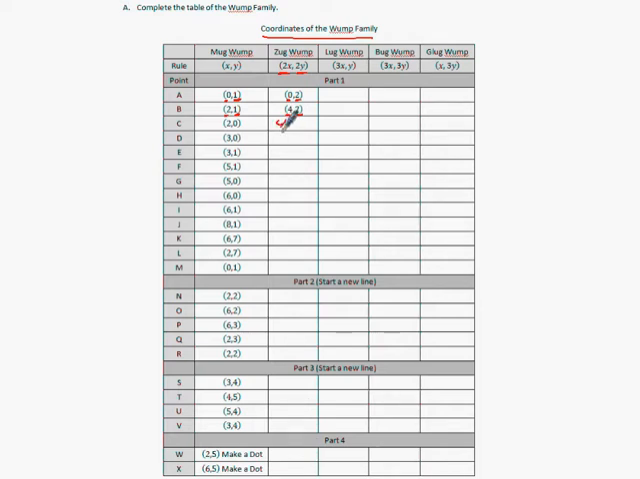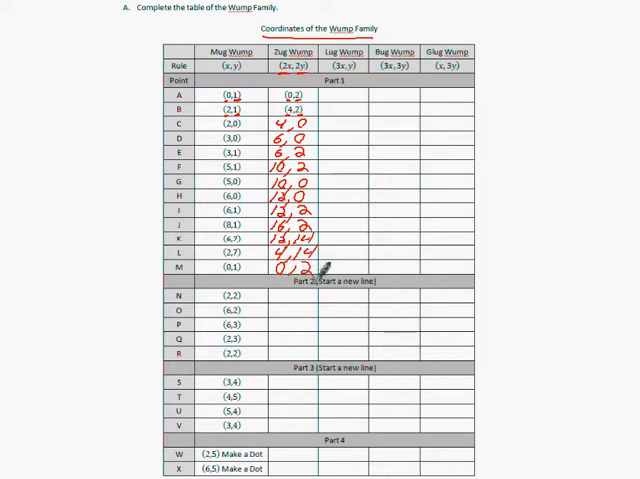2 times 2 is 4. 2 times 0 is 0. 2 times 3 is 6. 2 times 0 is 0. 2 times 3 is 6. 2 times 1 is 2. 2 times 5 is 10. 2 times 1 is 2. 2 times 5 is 10. 2 times 0 is 0. 2 times 6 is 12. 2 times 0 is 0. 2 times 6 is 12. 2 times 1 is 2. 2 times 8 is 16. 2 times 1 is 2. 2 times 6 is 12. 2 times 7 is 14. 2 times 2 is 4. 2 times 7 is 14. 2 times 0 is 0. 2 times 1 is 2.